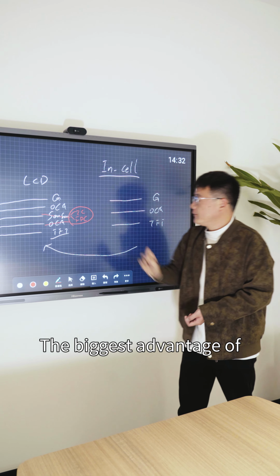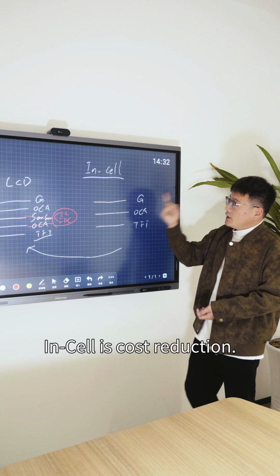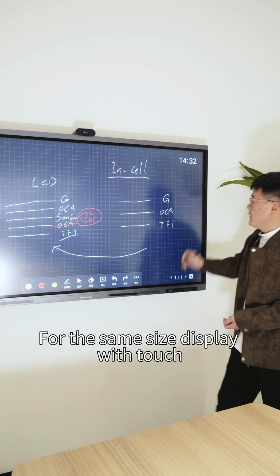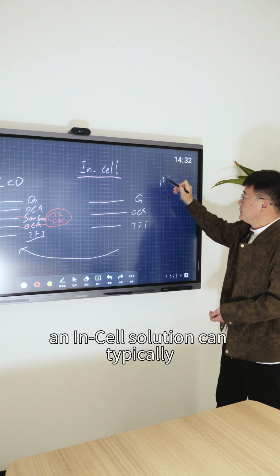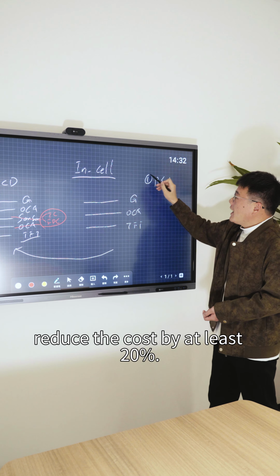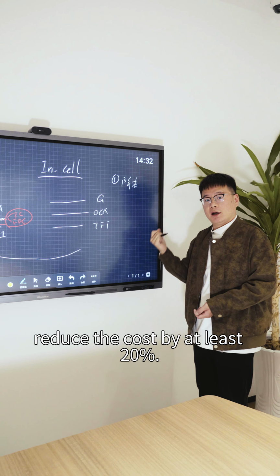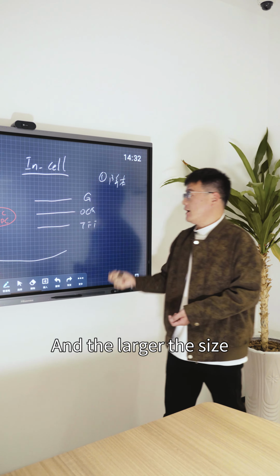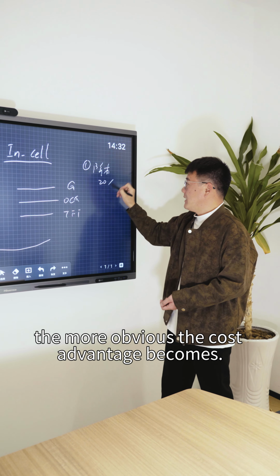The biggest advantage of in-cell is cost reduction. For the same size display with touch, an in-cell solution can typically reduce the cost by at least 20%. And the larger the size, the more obvious the cost advantage becomes.